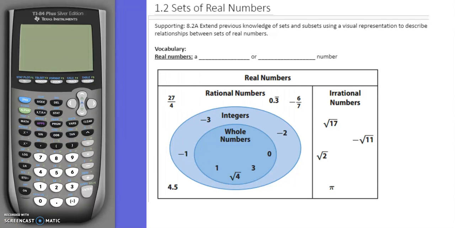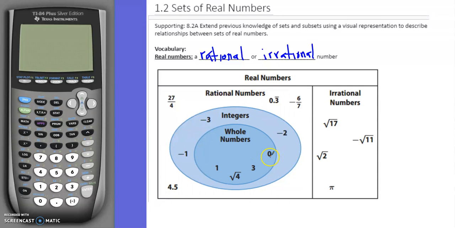Okay, 1, 2 sets of real numbers. The vocabulary that we're going to talk about today is real numbers. Well, real numbers are both rational or they are irrational. So if you look at this graphic organizer, all of these are real numbers. Now, inside real numbers, you have a whole number, integer, rational, and a real. So let's start with the innermost.